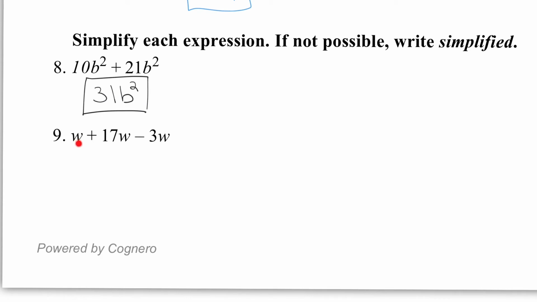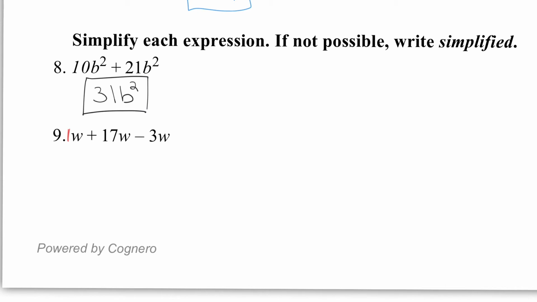You have a 1w. Remember that if the letter doesn't have a number, it actually has an invisible 1. And then you have a 17w, 1 plus 17, and you're subtracting minus 3w. Now, every single term, every single number has the same variable, so they are like terms.